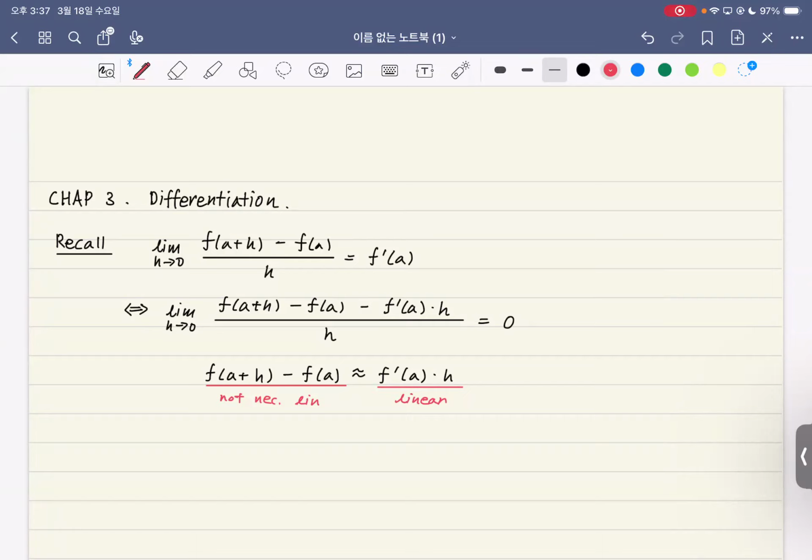But this gives a very nice approximation of this nonlinear function. If you can differentiate your function, then that is going to give you a very nice linear approximation of the function, and computation of the linear function is way easier than the computation of the original. This is why we should be focusing on differentiation.